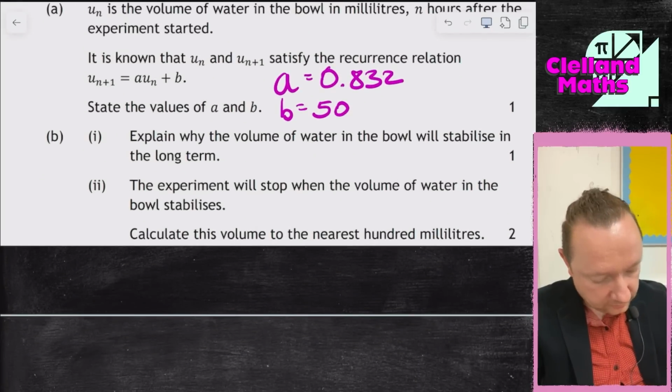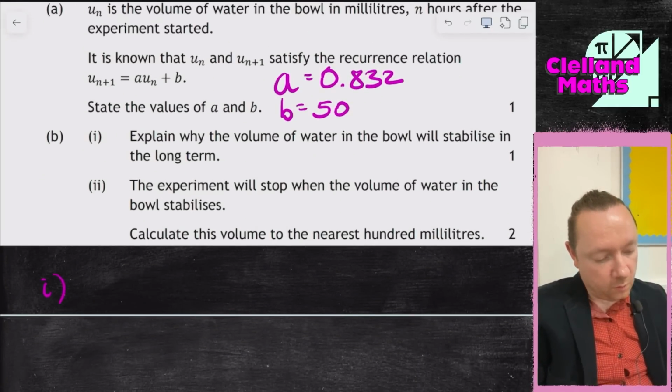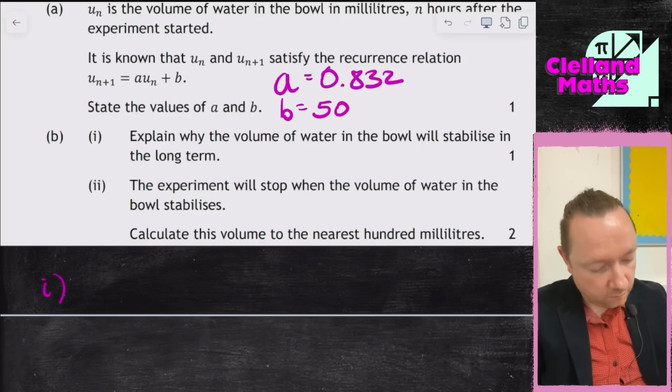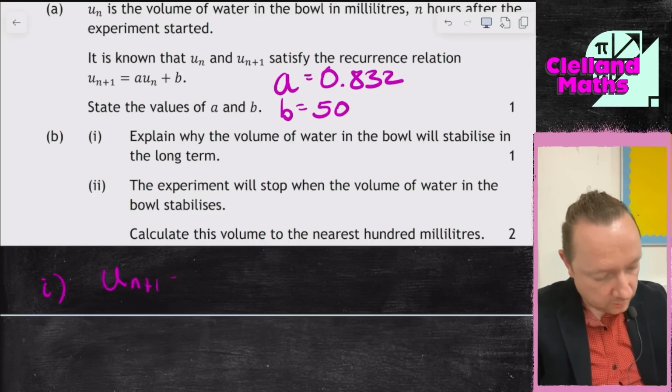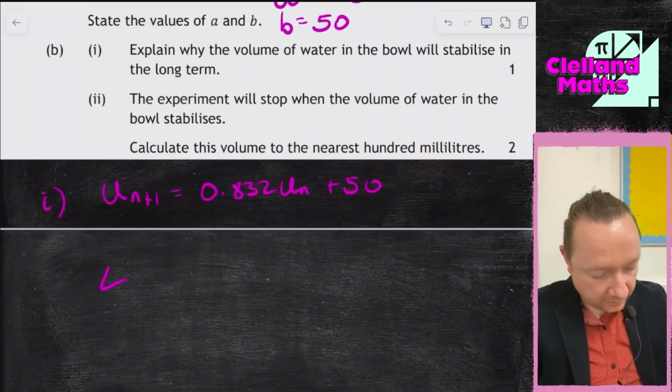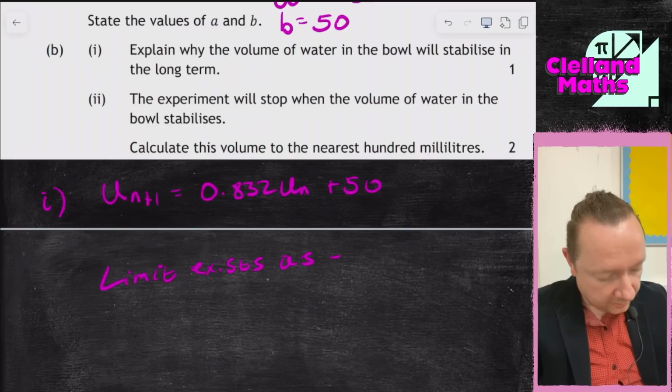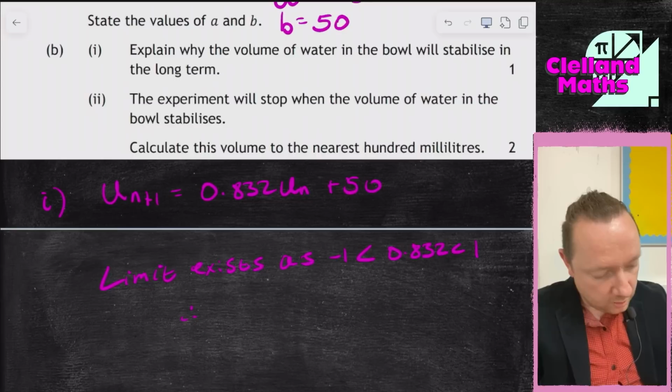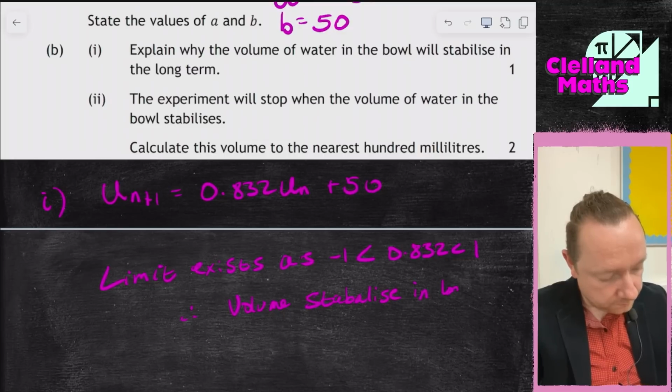Part b1 says, explain why the volume in the bowl will stabilise in the long term. Well, we've got un+1 is 0.832 un plus 50. So we can just say very simply that the limit exists as minus 1 is less than 0.832, which is less than 1, and therefore the volume will stabilise in the long term. That's it. Very simple.